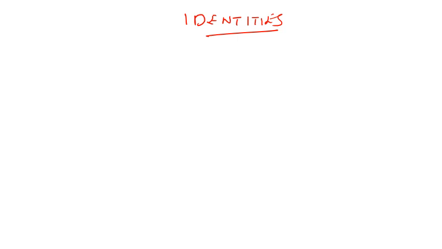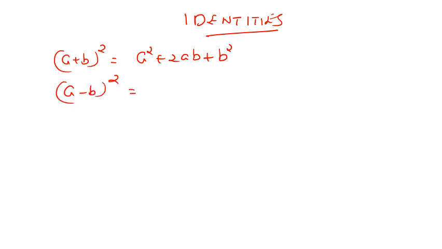So good morning. We have to start with identities now. You might have studied a plus b the whole squared. What is a plus b the whole squared? a squared plus 2ab plus b squared. What is a minus b the whole squared? a squared minus 2ab plus b squared.